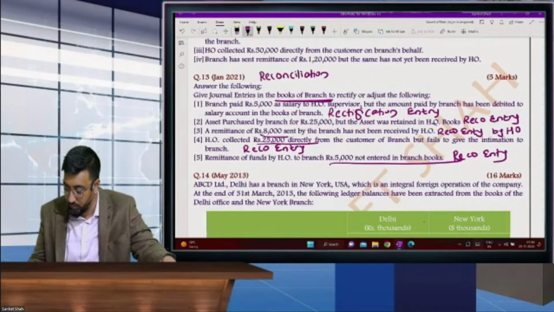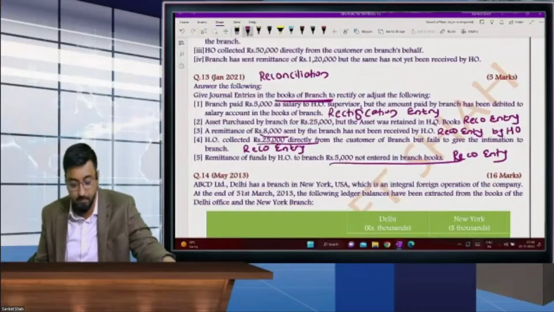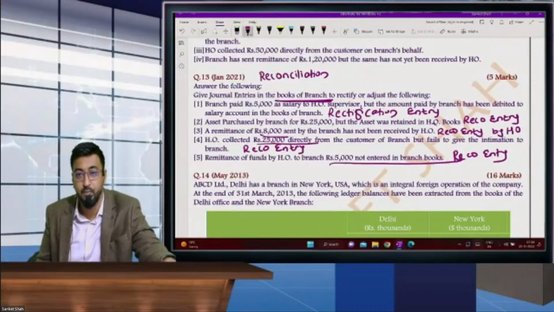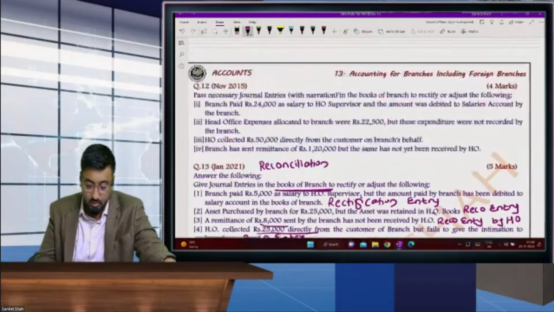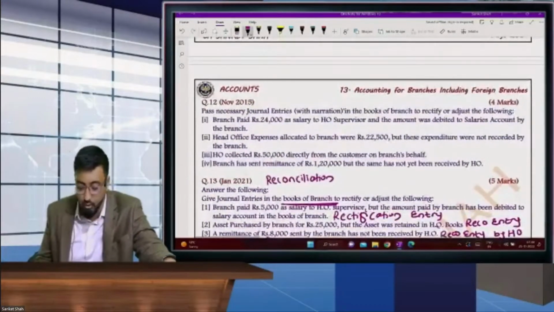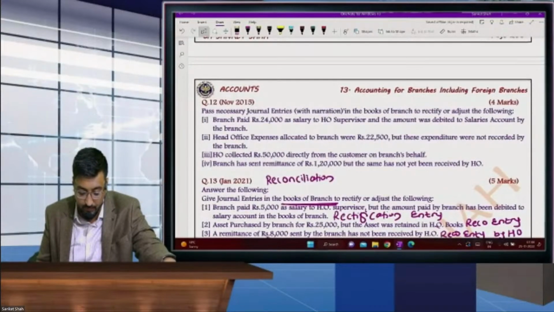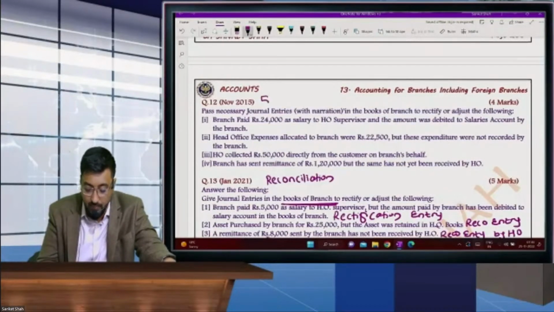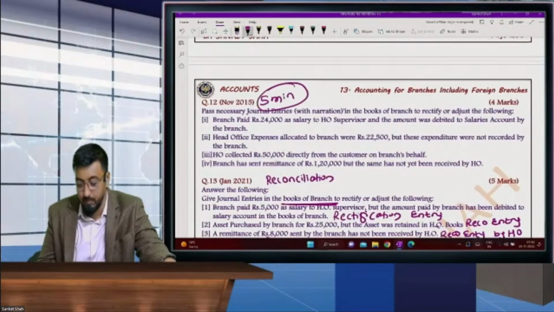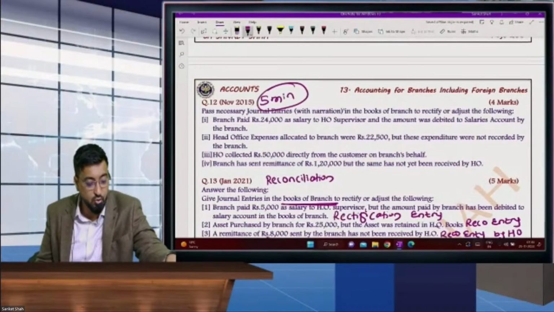Very good. Very easy, Jay. Chalo. Now you will do all these 4 entries, November 2015. I am giving you 5 minutes. Chalo, 5 minutes and I will show you the answer.